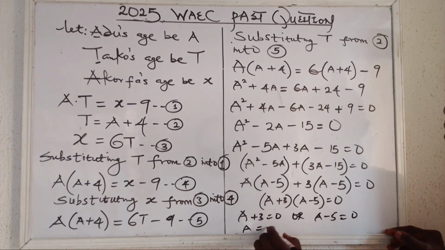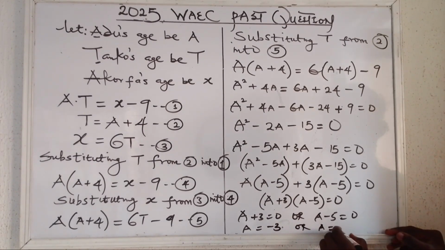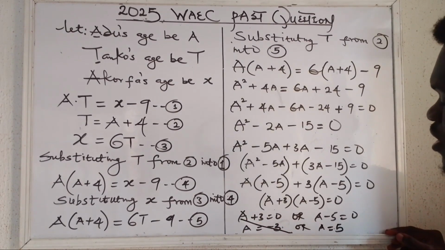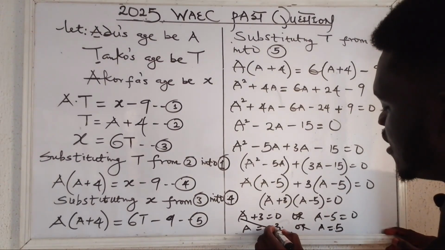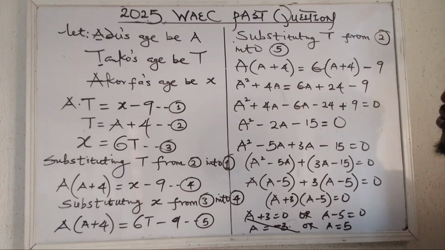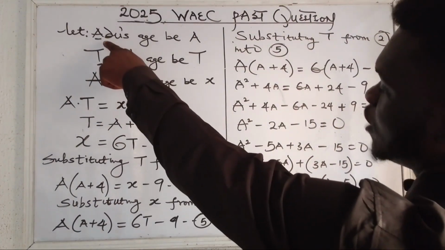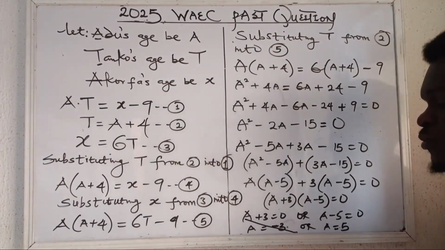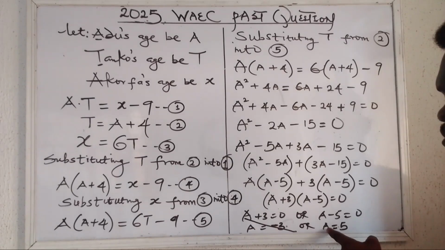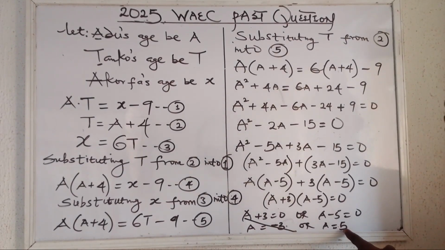So a here is equal to minus 3. So Adu's age is minus 3, or Adu's age is 5. So we cannot take minus 3. It's not possible, because it's a negative answer. Nobody has a negative age, so you cannot say that Adu's age is minus 3. It's not possible. So we're going to go with a equals 5.